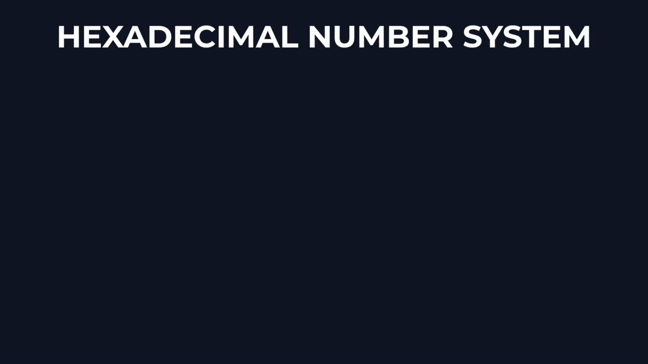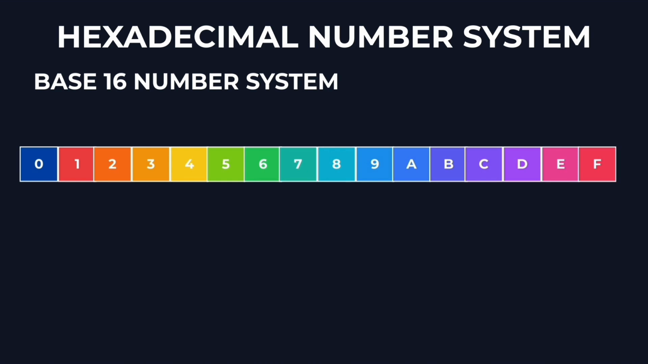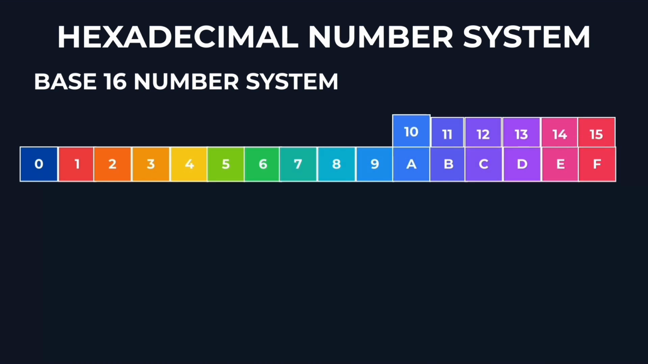Now let's look at the hexadecimal number system. Hexadecimal is a base 16 number system, which means it uses 16 symbols. These include the digits 0 to 9 and the letters A to F. Hexadecimal symbols A to F represent decimal equivalents of 10 to 15.